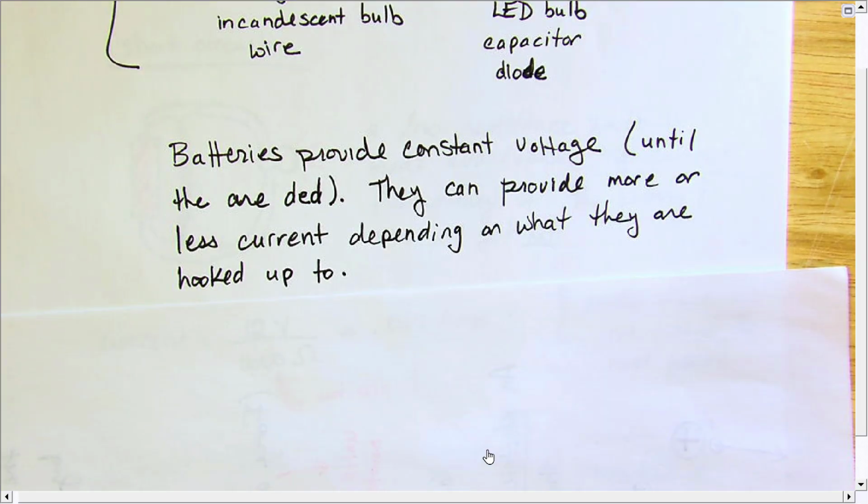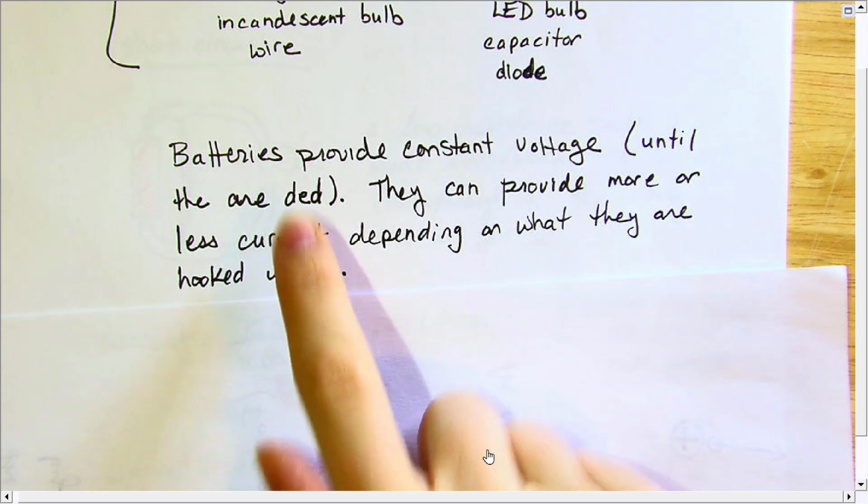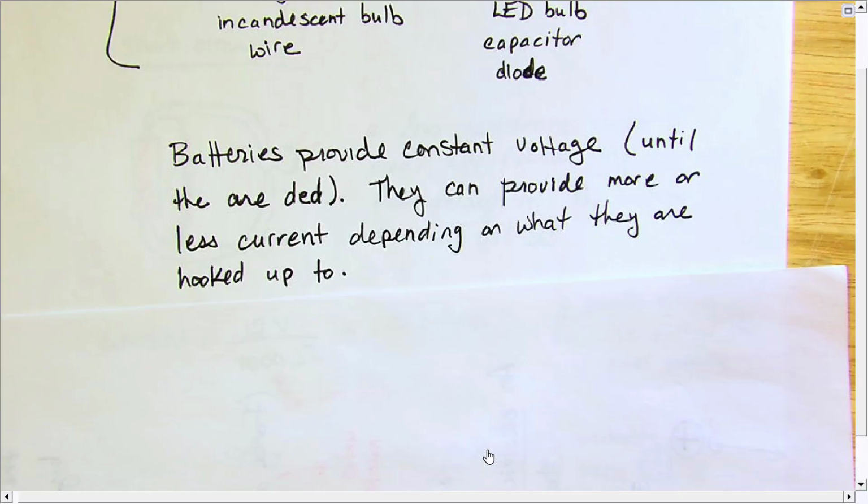Batteries are a constant voltage device, at least until they're dead, DED, in meme speak. Right? They're a constant voltage device. So a AA battery would give you 1.5 volts. It doesn't matter if you hook it up to 100 light bulbs or 1 light bulb. It's still going to be pumping at 1.5 volts.